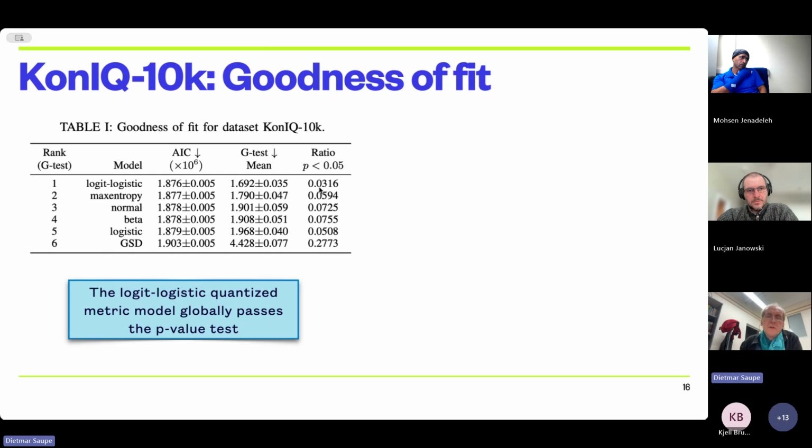Okay, so if we have to reject 3%, then that is an indicator that the logistic model here is okay, because statistically we should expect, at a confidence of 0.05, that we can reject 5%. And that's by definition of this p-value. And so we only have to reject 3%, so that's better. And so the logistic model is a faithful model for the Konic 10K ratings, the 10,000 of them that we have. So the logistic model passes globally the p-value test.